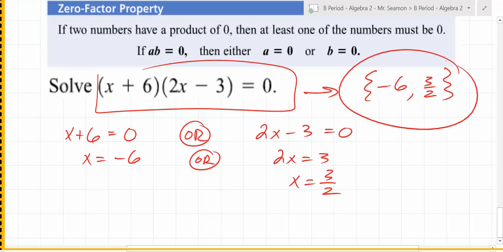This is set notation. I want answers to be in set notation. So what's nice is when things are factored, are they easy to solve? Yes. When things are fully factored, they're as easy as they can be to solve.